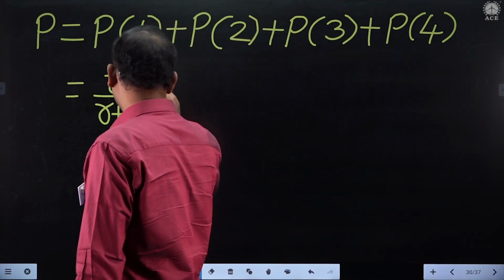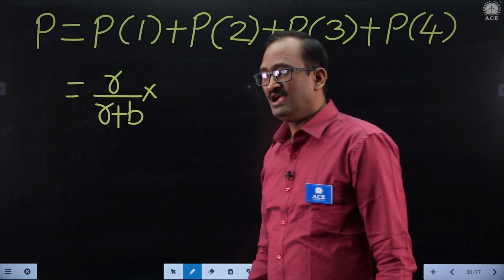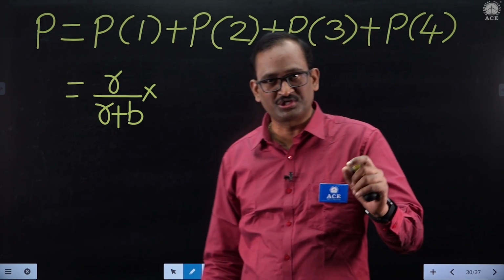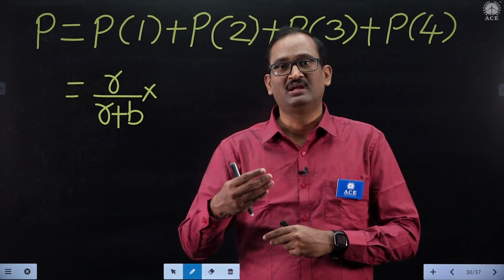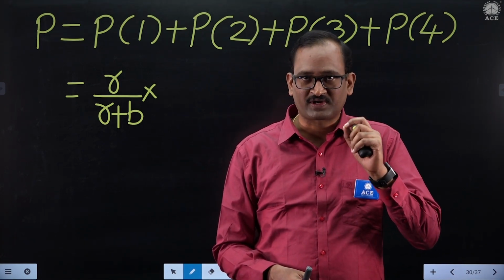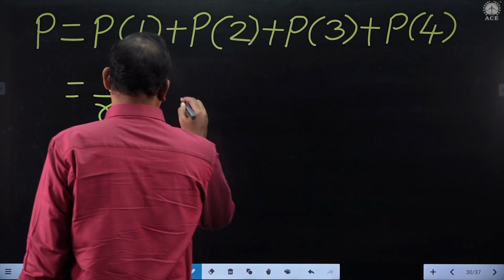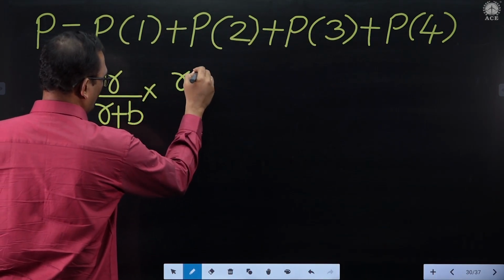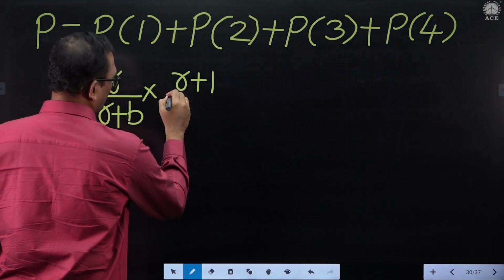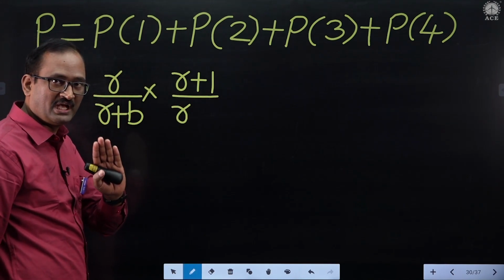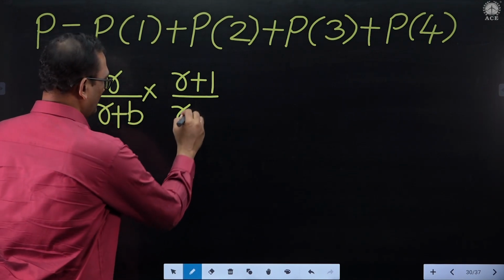But before going to the second draw, the already drawn first red ball must be replaced in its original position along with one more red ball. Now the total number of red balls is R plus 1. Out of R plus 1 red balls, one red ball is taken. It is R plus 1. By the total number of balls, which will now be R plus B plus 1.